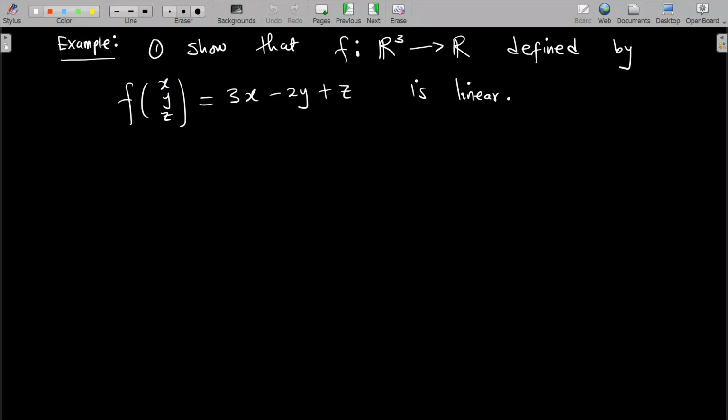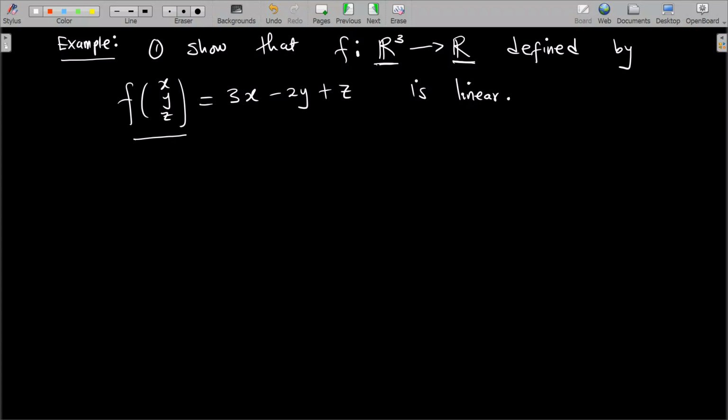Now show that f such that f from R3 maps to R. It means that I'm going to pick a vector in R3 and then whatever definition of f will transform my three-dimensional vector to just a real number, okay? And f is defined by picking the vector with input x, y, z to be equal to 3x minus 2y plus z.